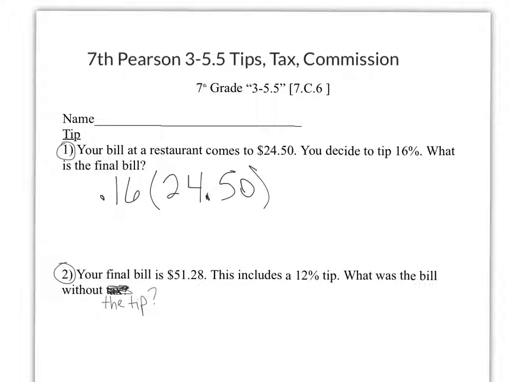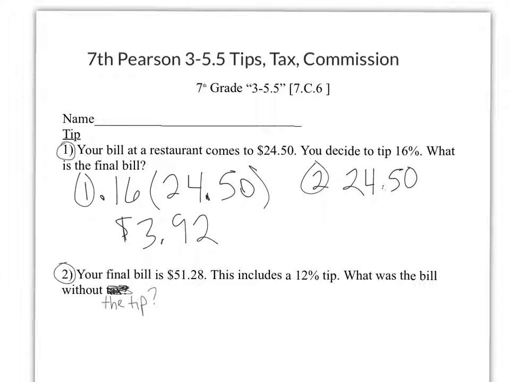So 16%, maybe move your decimal 2 spots to the right, multiplied by 24.50, which would be 3.96. Okay, so $3.92 would be our tip, and then we would, good, so add $24.50 with the $3.92, which is $28.42. Very good.